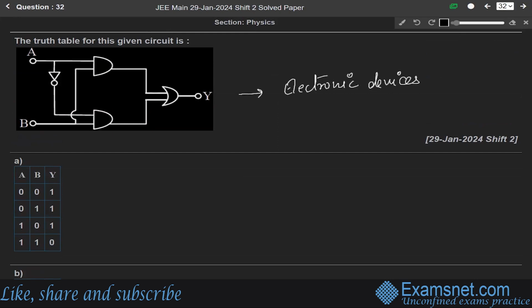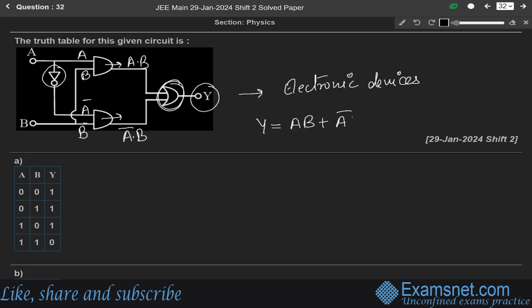Now, according to this question, here we will get A. This is a NOT gate, so here we will get A bar. Here we will get B, and here also we will get B. Since it is an OR gate, and it is a NAND gate, here we will get A dot B, and here we will get A bar dot B. And it is a NOT gate. So the output Y will be equal to AB plus A bar B.